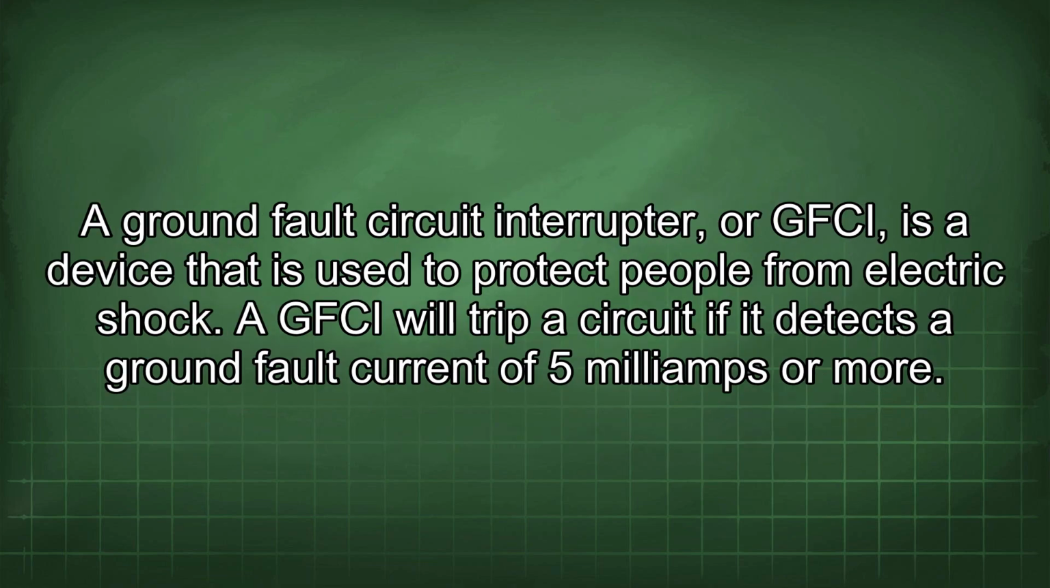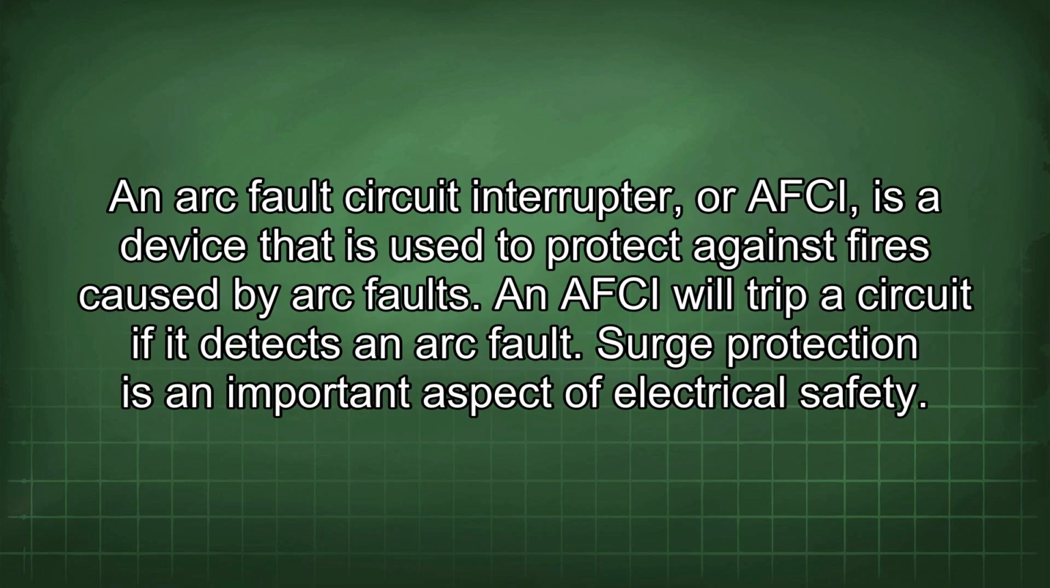A ground fault circuit interrupter, or GFCI, is a device that is used to protect people from electric shock. A GFCI will trip a circuit if it detects a ground fault current of 5 mA or more. An arc fault circuit interrupter, or AFCI, is a device that is used to protect against fires caused by arc faults. An AFCI will trip a circuit if it detects an arc fault.